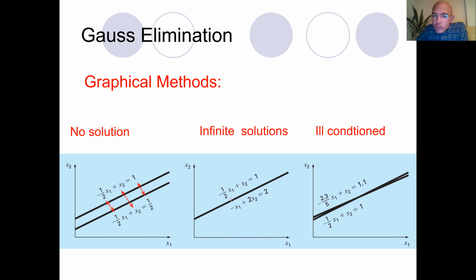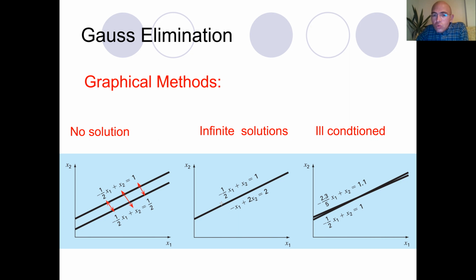Certainly we may have two equations which are linearly dependent, as is the case here. For example, the first equation is -1/2 x1 plus x2 equals 1, and the second equation is -x1 plus 2x2 equals 2. Now, either I can multiply the first equation by 2, or I can divide the second equation by 2. Both are okay.